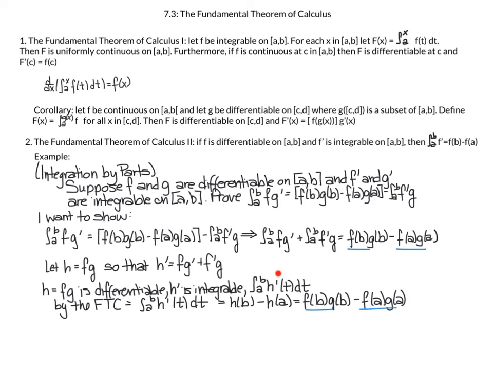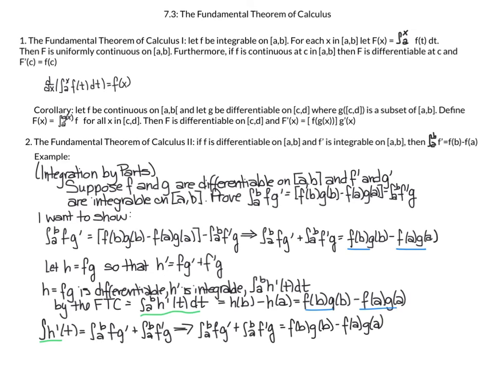so I just put in a variable of integration t, we have this form of our fundamental theorem of calculus, part 2. So by the fundamental theorem, we have that the integral from a to b of h prime of t dt is equal to h(b) minus h(a). And then since h is just the product of f and g, that will be f(b)g(b) minus f(a)g(a).